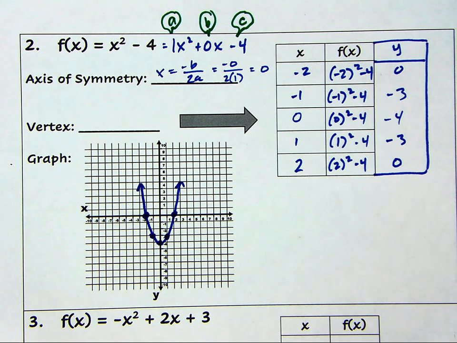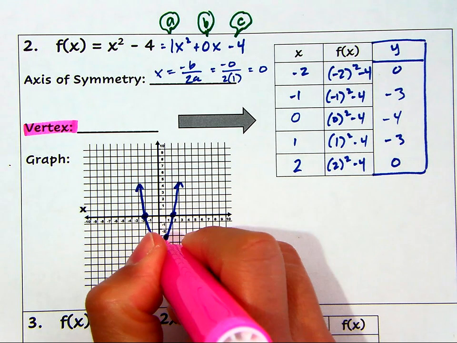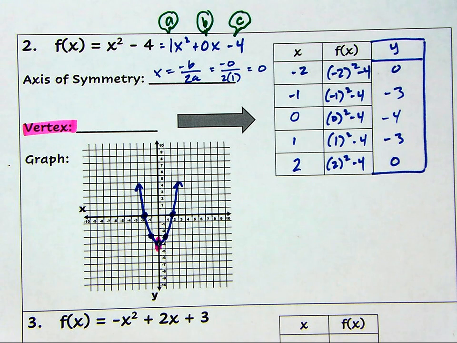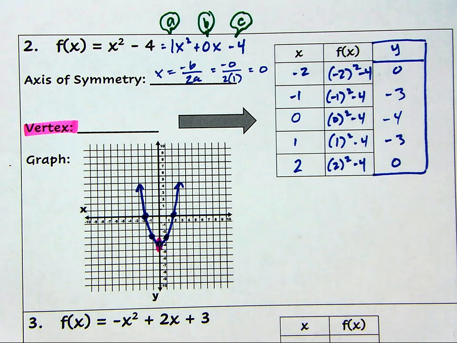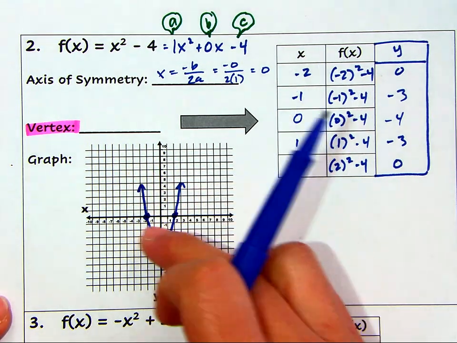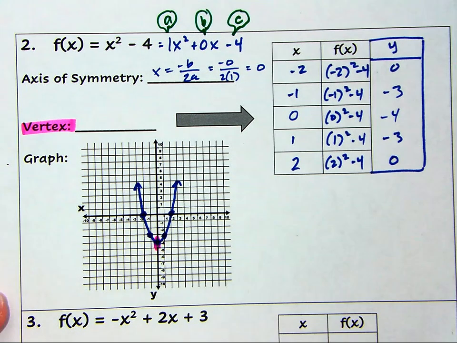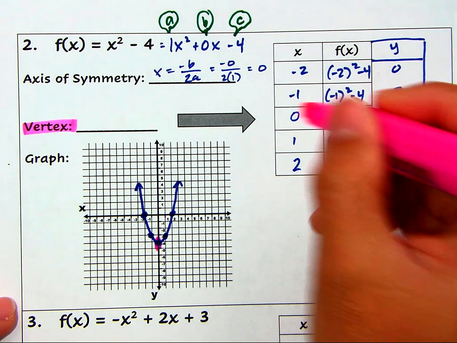Okay. So here, why don't I use a highlighter? The vertex refers to that unique point, the point that's right in the center of our curve. This is actually called a parabola. I don't know if I've mentioned that in the video yet, but this shape that we get is called a parabola. So that point there has coordinates 0, negative 4.